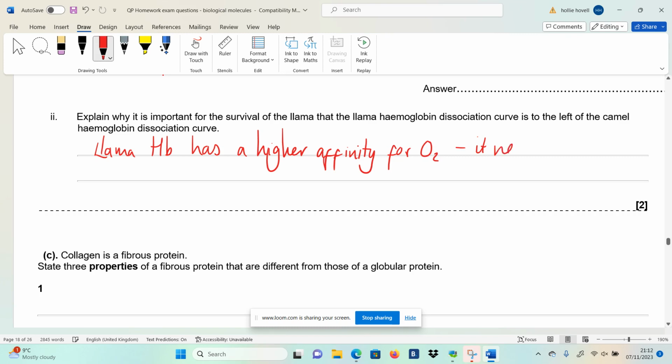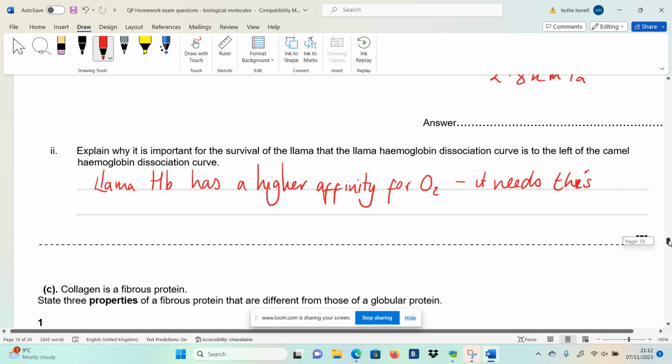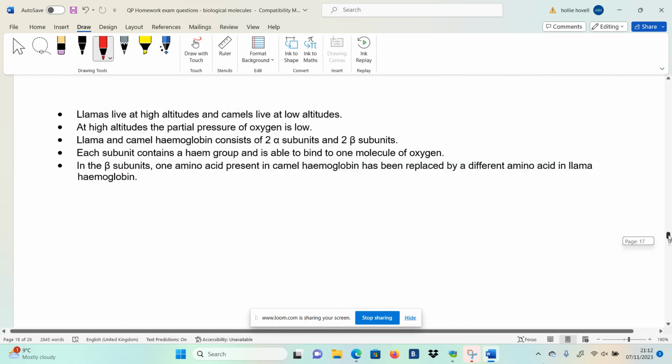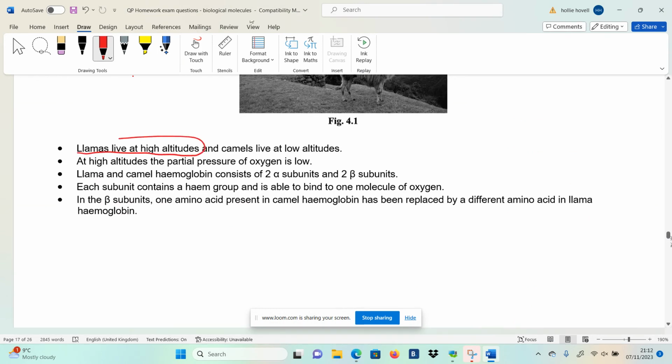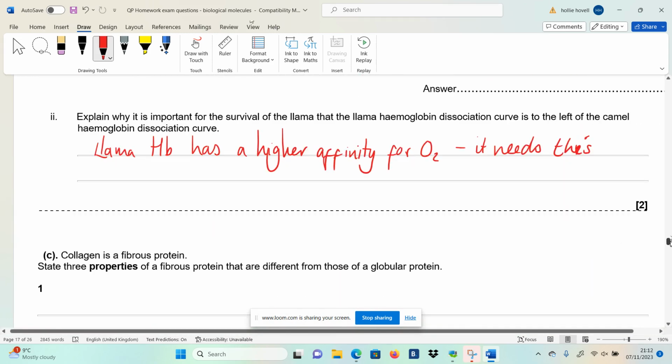It needs this. So if we refer back to the start of the question, use the info you're given. It told us that llamas live at high altitudes. At high altitudes, the partial pressure of oxygen is low. So if the partial pressure of oxygen is really low, it needs to have a high affinity for oxygen in order to bind enough oxygen. Otherwise, it's not going to have enough oxygen for what it needs.